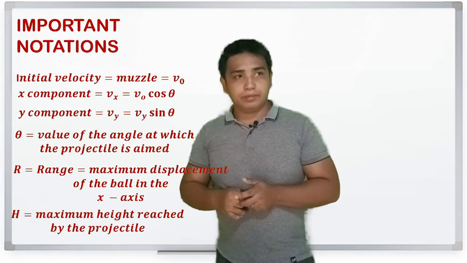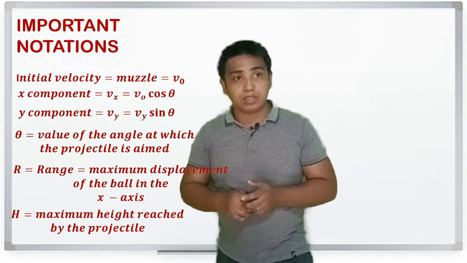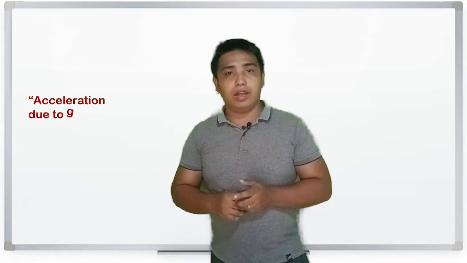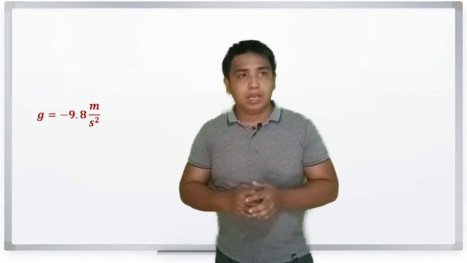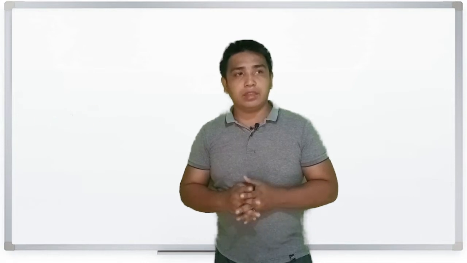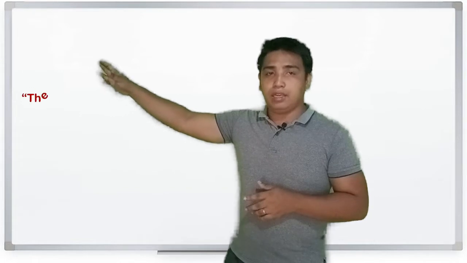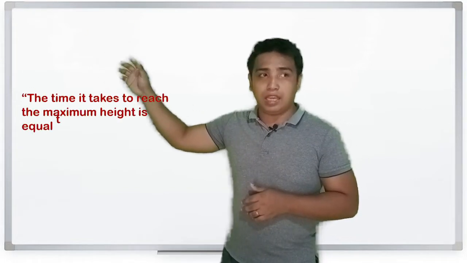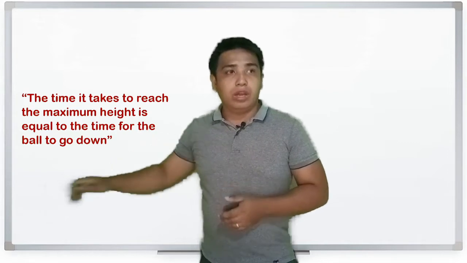And here we also notice that the acceleration due to gravity is still in effect, so we have to use the constant 9.8 or negative 9.8 meters per second squared, and the time for the ball to reach the maximum height is equivalent to the time it takes for the ball to fall back to the earth.